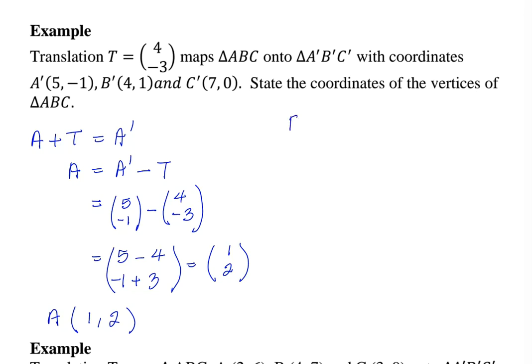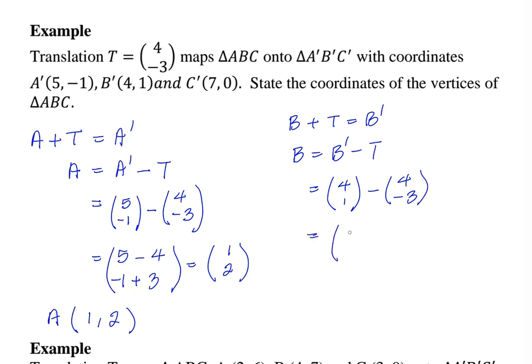For B, B plus T gives me B prime. So B would be equal to B prime minus T. Same thing, it works. This is 4, 1 minus T, which is 4, minus 3. So this is going to give me 4 minus 4 and 1 plus 3, because a negative times a negative gives me a positive. This is going to give me 0, 4. So it means that the coordinates of B would be 0, 4. All right, I could do the same thing for C, in order to determine the coordinates of the object A, B, C.